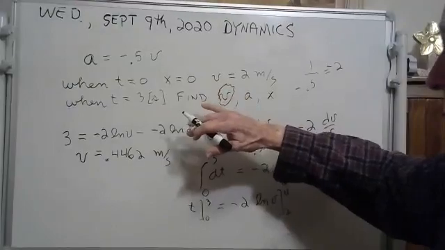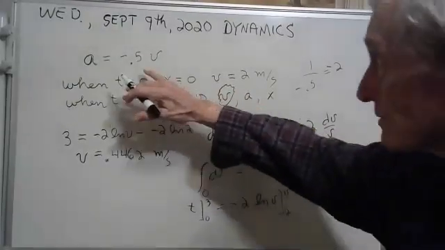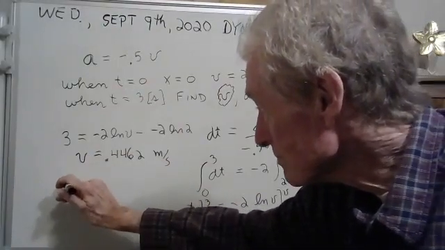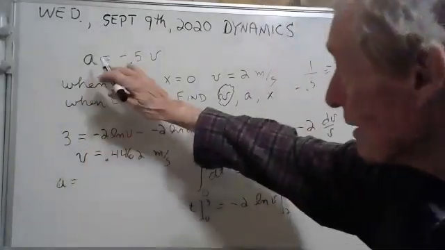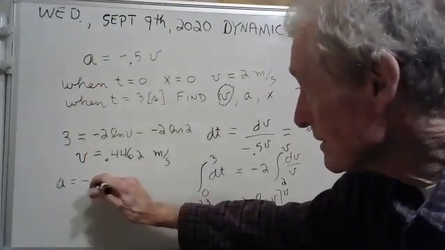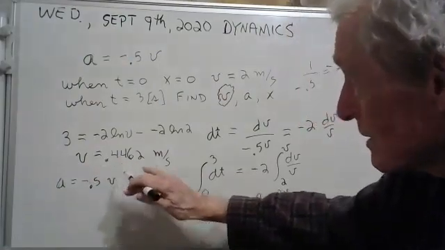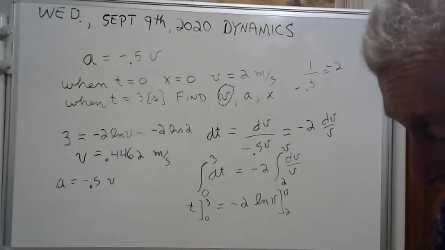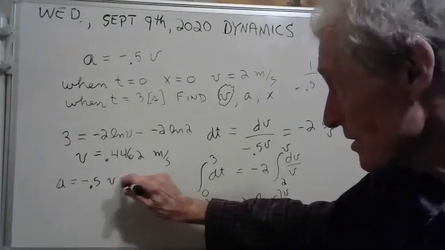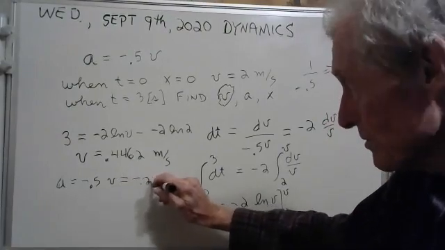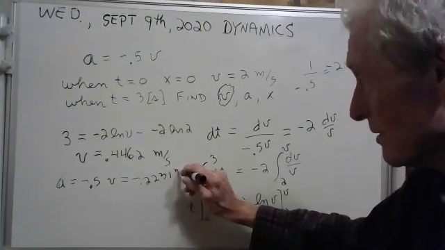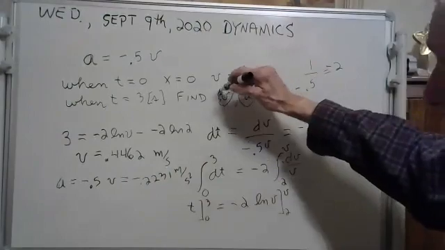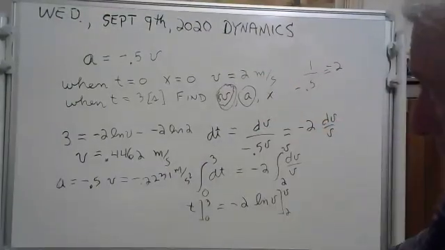All right, now look, we're supposed to find the acceleration. Well, we could find the acceleration. Acceleration is just minus 0.5 times v. And if that's the v, I can multiply by minus 0.5. Let me do that. Ta-da, I just got the acceleration. It's minus 0.223 meters per second squared. Yay, we just got the acceleration. We got the velocity. Now let's get the position.